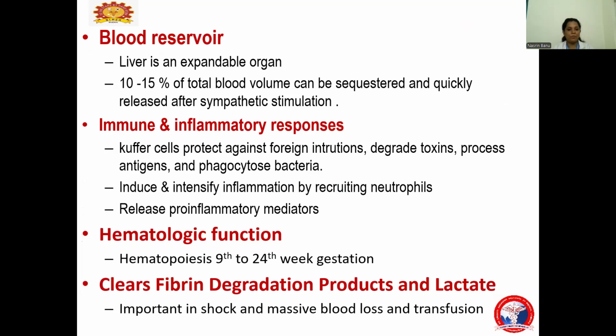Hematological function: hematopoiesis occurs from the 9th to 24th week of gestation. The liver also clears fibrin degradation products and lactate, which is important in shock, massive blood loss, and transfusion.